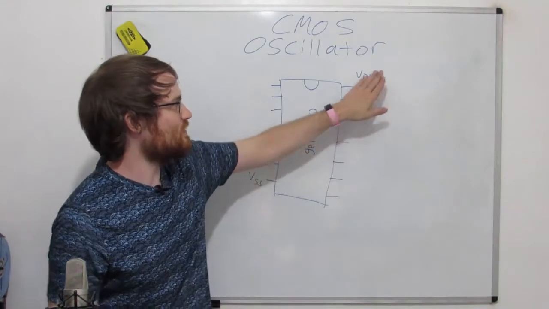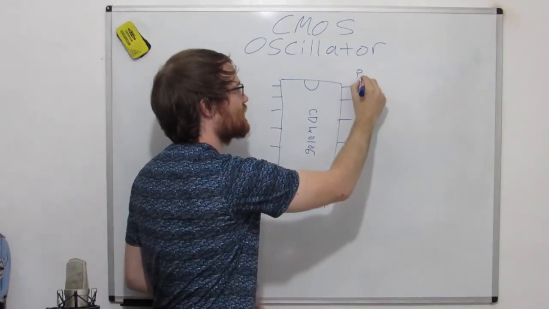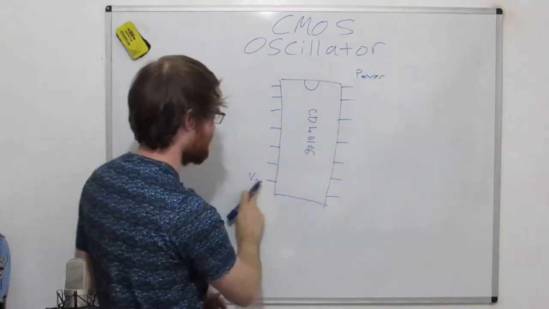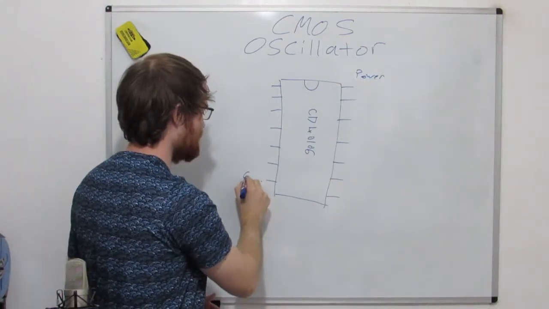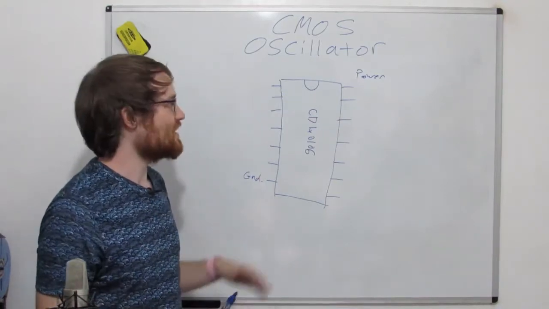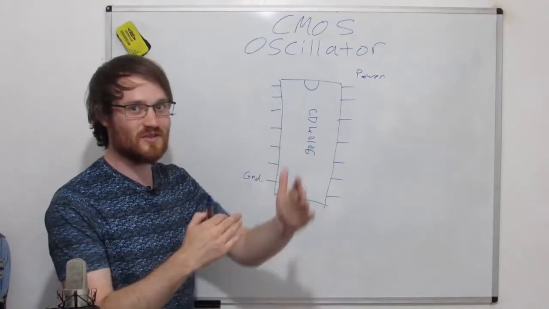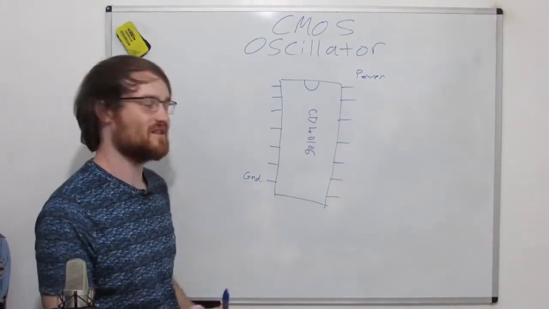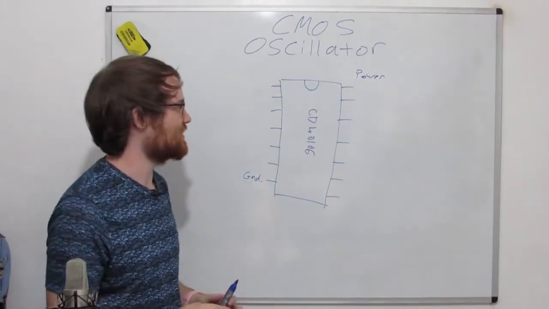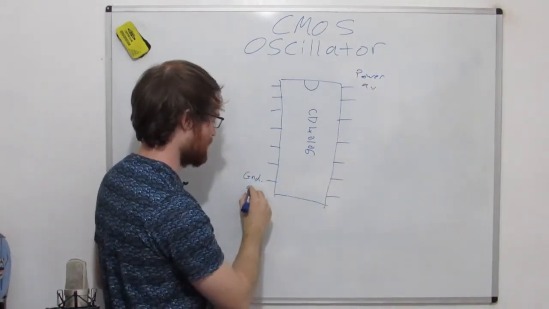Basically, we'll call this power for this video. And we'll call this ground. And we won't worry about the VDD and the VSS stuff for now. That basically just means because they're MOSFETs, you have the source and the drain. And that's what gets attached to these two. Don't worry about it if you don't know what that means. So here's going to be 9 volts, and this is going to be 0 volts.